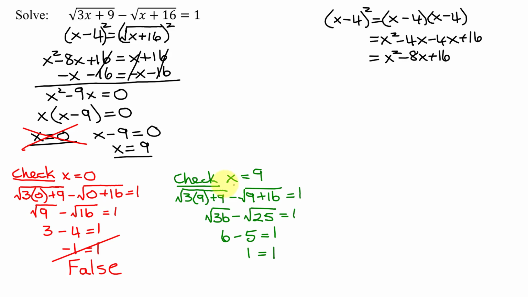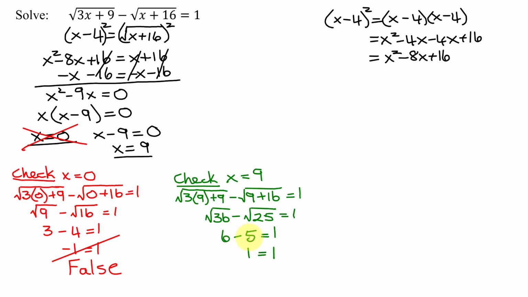Now checking when x equals 9. Remember, you're going to put 9 here and here. You get the square root of 3 times 9 plus 9 minus the square root of 9 plus 16 equals 1. 3 times 9 is 27 plus 9 is 36. So I have the square root of 36 minus 9 plus 16 is 25. So I have the square root of 25. Does that equal 1? Square root of 36 is 6. The square root of 25 is 5.